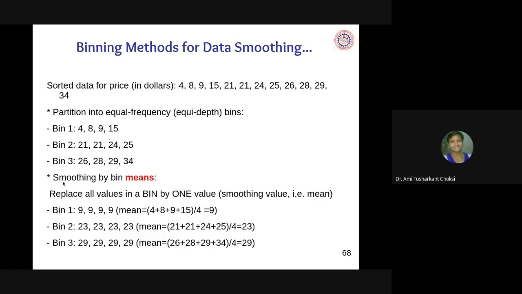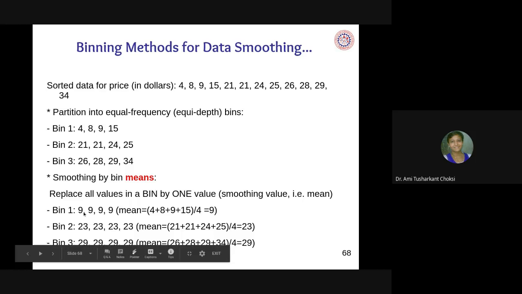Okay, so smoothing by bins. Smoothing by bin means, right? People make mistakes in such examples by taking the mean of the whole data. That is totally wrong. What we have to do is smoothing by bin means. We should take the mean of a particular bin and replace only with that. So replace all values in a bin by one value, and that value is the mean of a particular bin, not of the whole data. So take care of it.